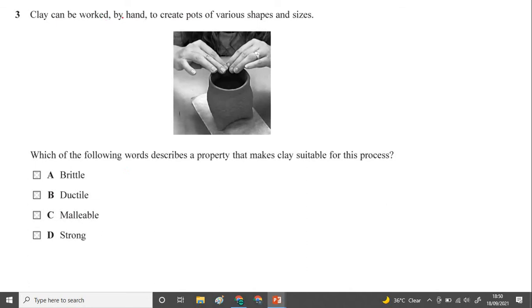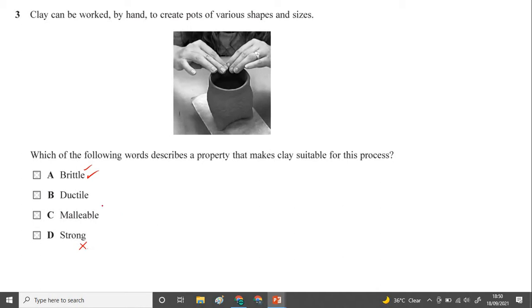Clay can be worked by hand to create pots of various shape and size. Which of the following words describes the property that makes clay suitable for this process? Brittle, ductile, malleable, and strong. Clearly, it cannot be brittle, because brittle materials break or shatter instantaneously as soon as a large force is applied. If clay is dried and you try to mold it, it will break. So in a dried form, clay is brittle. It cannot be strong, because if it is strong, it is difficult to mold.